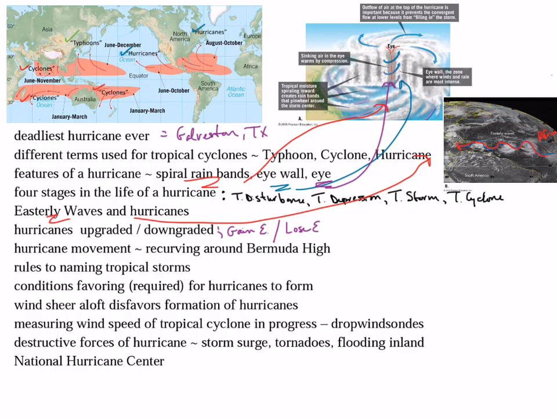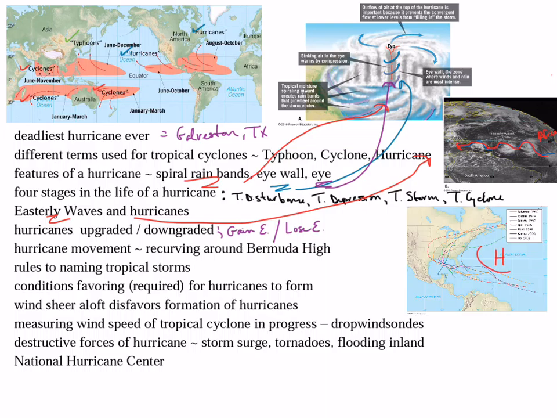Hurricanes can be upgraded if they pick up energy. They'll be downgraded if they lose energy. Of course, they gain energy, for instance, moving over warm water, and they lose energy, for instance, moving over land. And then speaking of movement, here's a figure from your textbook, and each line is a different hurricane, and it shows the paths of hurricanes. That H there is the Bermuda High, that semi-permanent high between the Hadley and the Ferrell Cell. And of course, we know that movement around high pressures in the northern hemisphere is clockwise, so that's all coming together there.